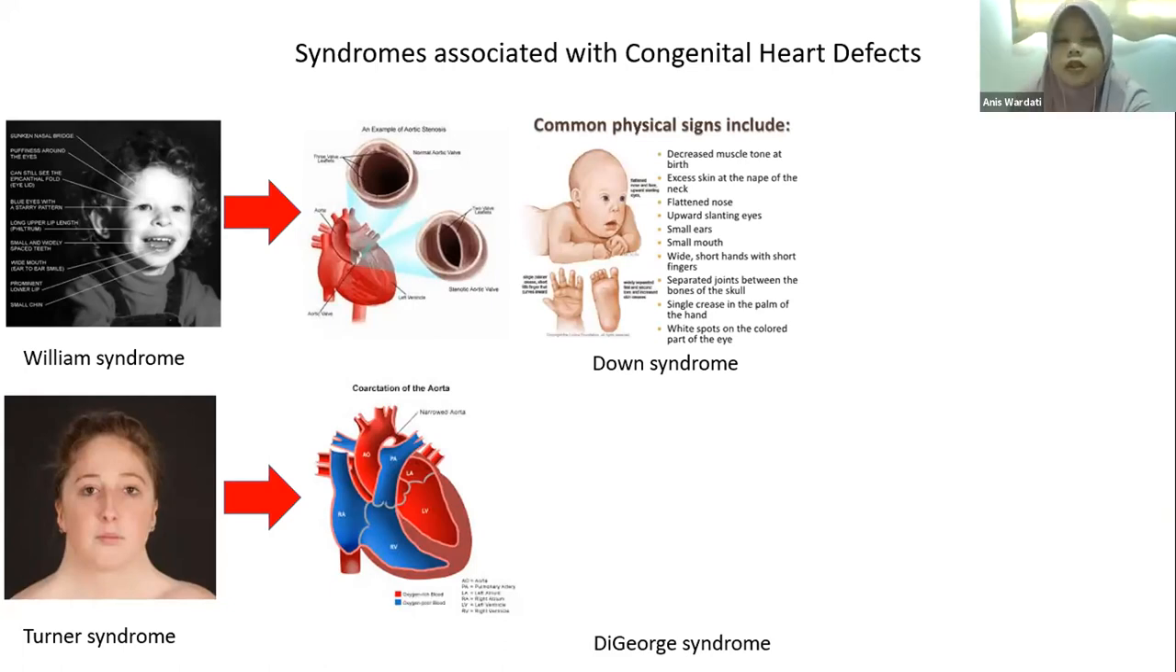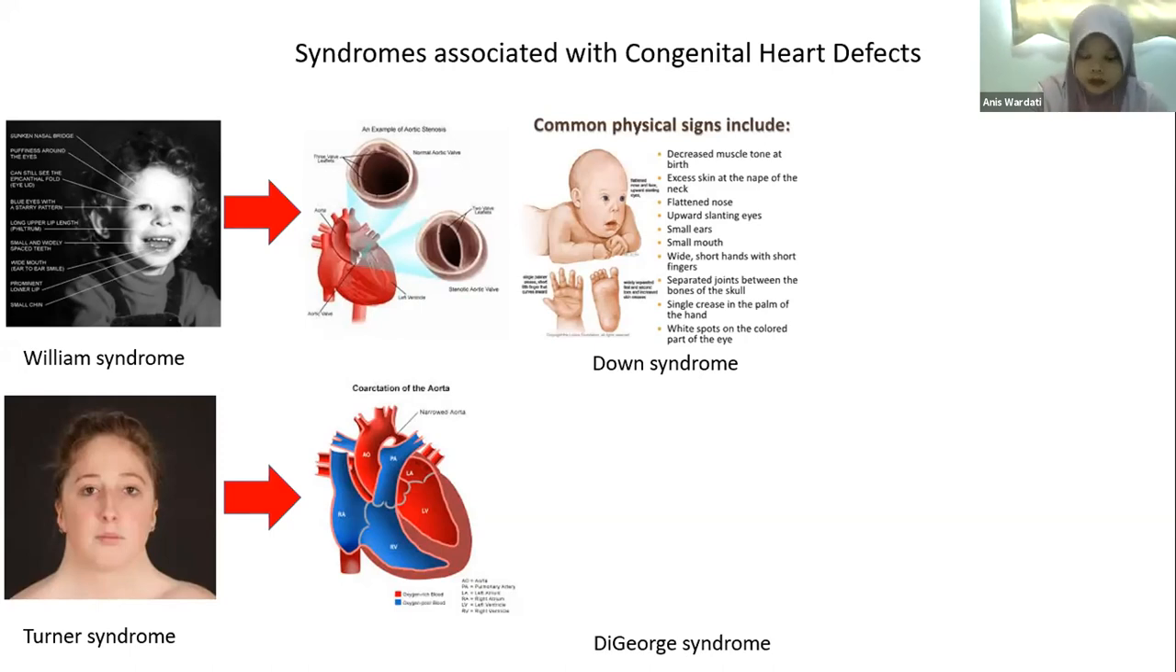So, continuing with Down syndrome. Basically, Down syndrome is trisomy 21. What they mean by trisomy is that there is an extra chromosome at position 21. Because of this extra chromosome, the hypothesis is that there will be overexpression of the genes on chromosome 21. Therefore, it leads to the phenotypic abnormalities that you can see in Down syndrome.